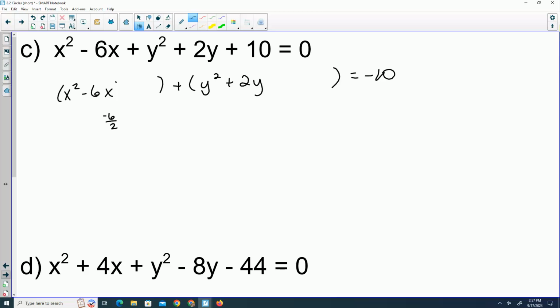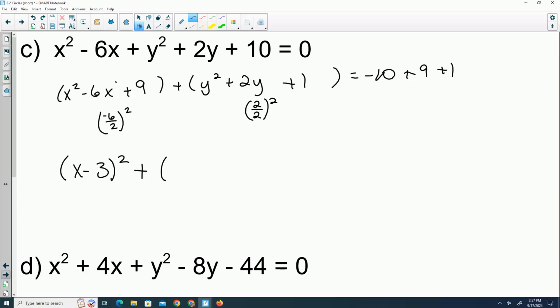Complete the square. So -6 divided by 2 squared. So if I add it to one side, we add it to the other. Okay? 2 divided by 2 squared. So what's the first one factor into? Okay, the next one. Equals 0.